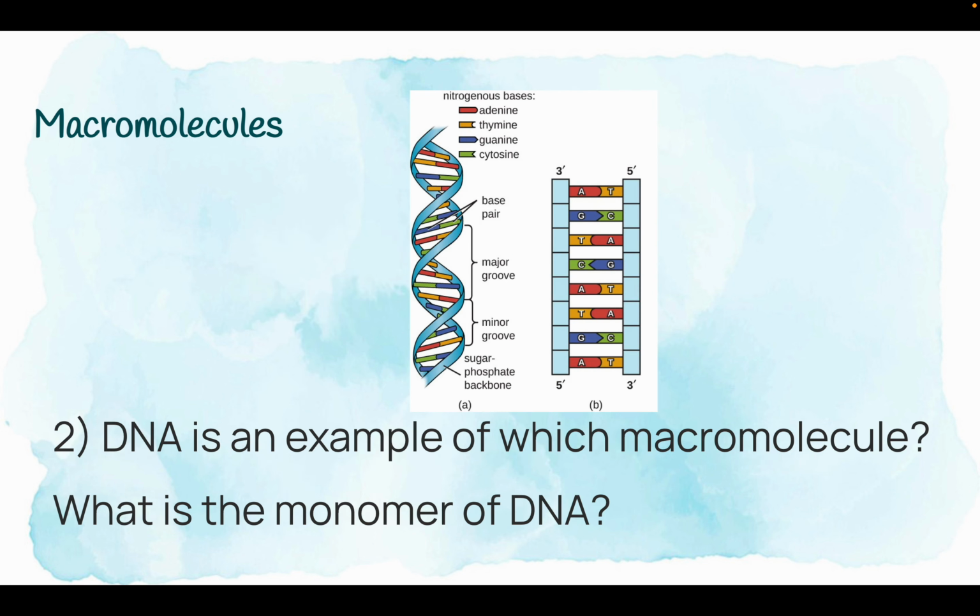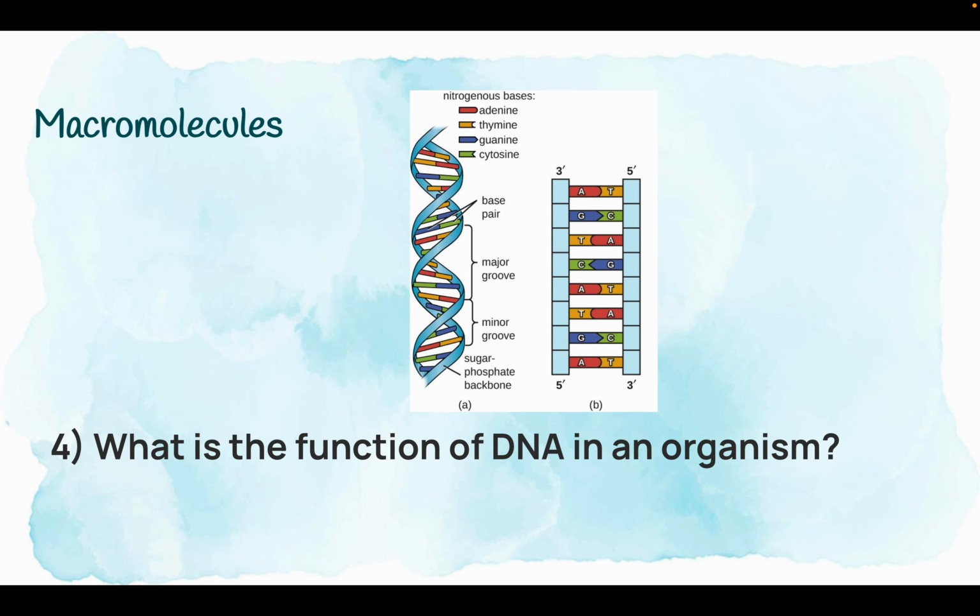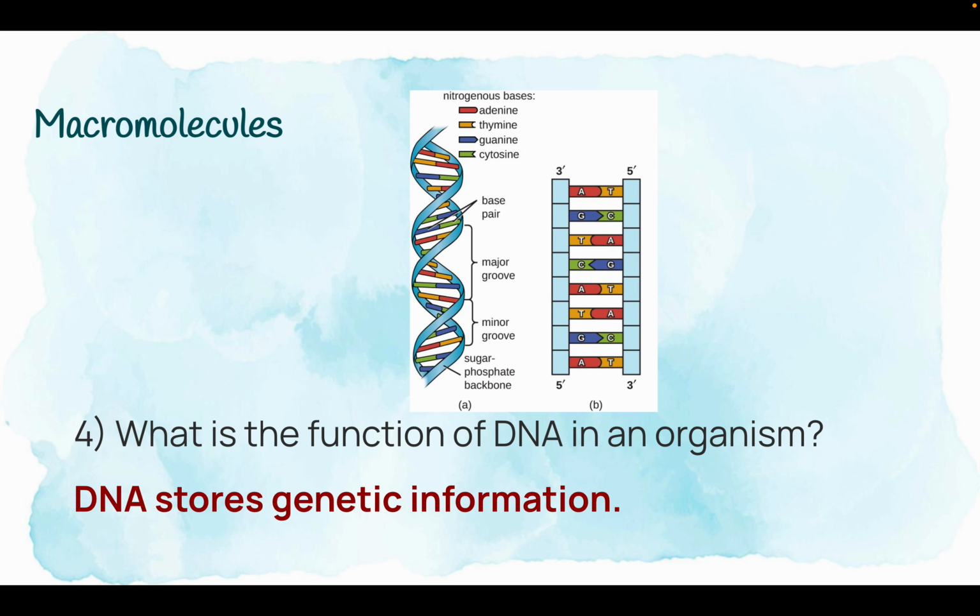DNA is an example of what macromolecule? And what is the monomer of DNA? Hopefully you wrote down or at least thought about what these are, and you thought that these are nucleic acids, which is the macromolecule of DNA, and the monomer of nucleic acids or DNA is called nucleotides. What is the function of DNA in an organism? Hopefully immediately you knew that the function of DNA is to store genetic information.